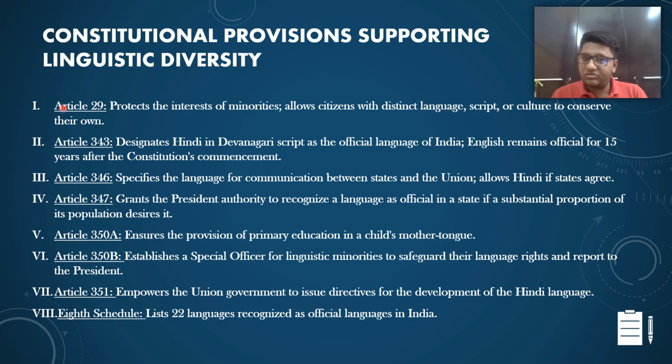Whereas Article 350 ensures the provision of primary education of a child in his own mother tongue, whereas Article 350B establishes a special officer for linguistic minorities to safeguard their language rights and to report to the President. So this officer directly reports to the President, nothing in between. Whereas Article 351 empowers the Union government to issue directives for the development of the Hindi language in the states. Whereas the 8th Schedule lists 22 languages recognized as official languages of India. So it is important to mention here, India has no official or national language, and it is not Hindi. All these 22 languages mentioned on our currency notes are official languages of India.